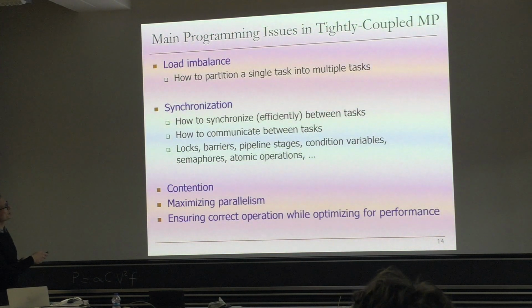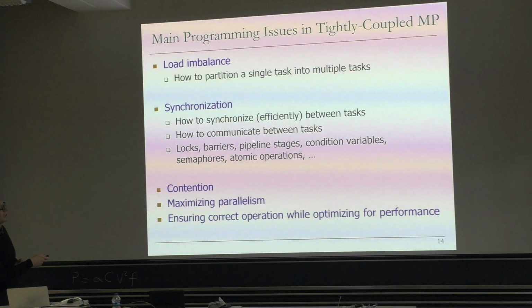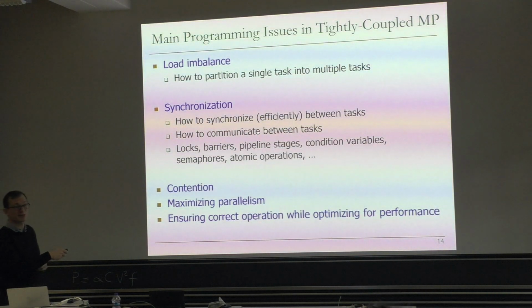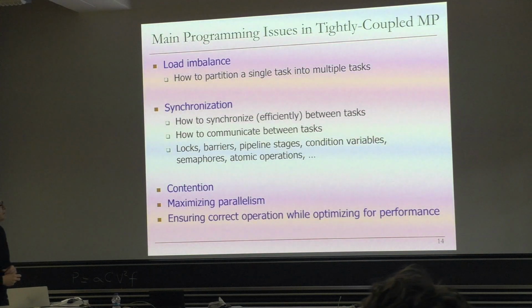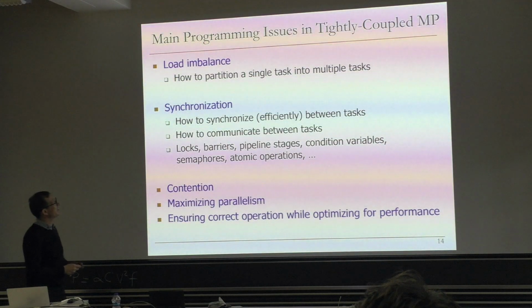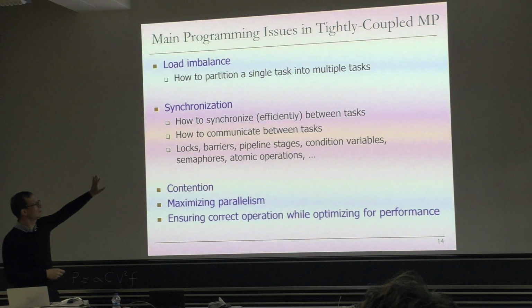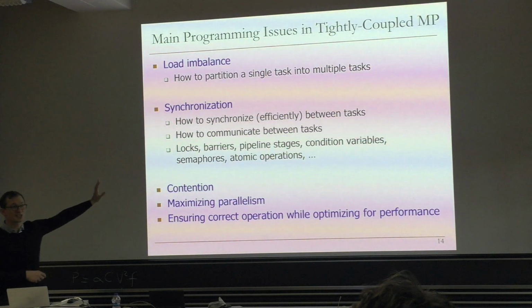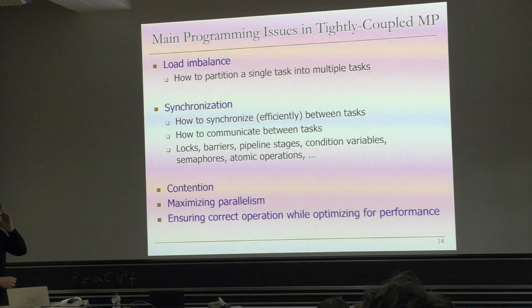Clearly, synchronization is important. How do you synchronize efficiently? How do you communicate between tasks? And what kind of primitives do you expose to the programmer? How do you optimize all of these? We're not going to talk about the software side of it, but there is a lot of work also on optimizing the synchronization primitives, clearly.